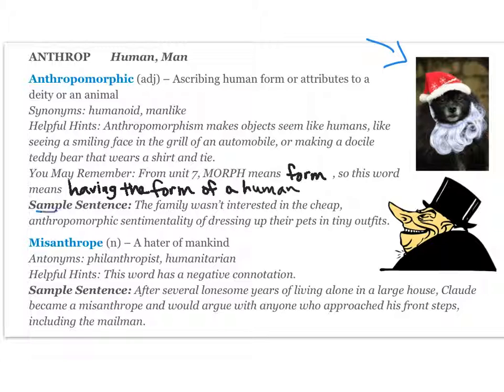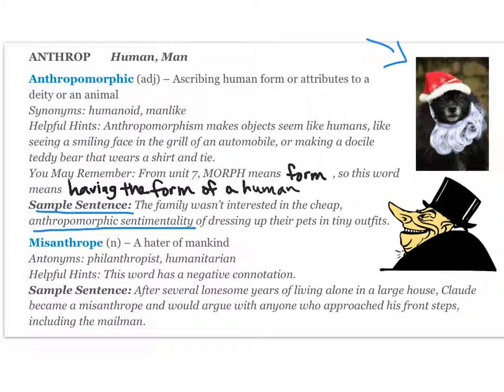The sample sentence down here says the family wasn't interested in the cheap anthropomorphic sentimentality of dressing up their pets in tiny outfits. So that would be not a family who would dress their dog up like a person. Also worth noting, when we talk about anthropomorphic gods, that's not like dressing gods up like Santa Claus, but rather that would be imagining our gods as having human form.